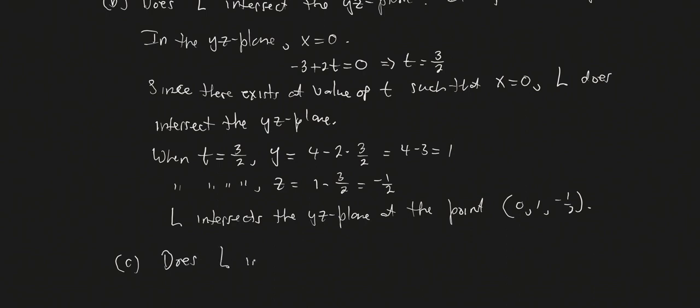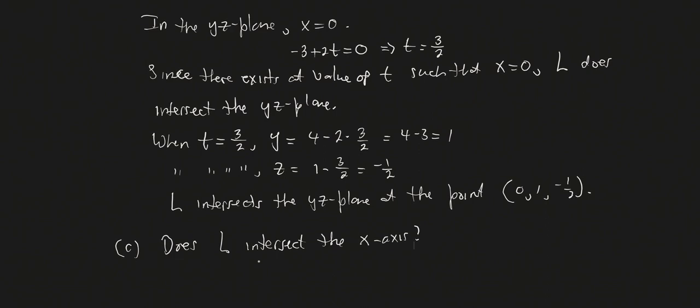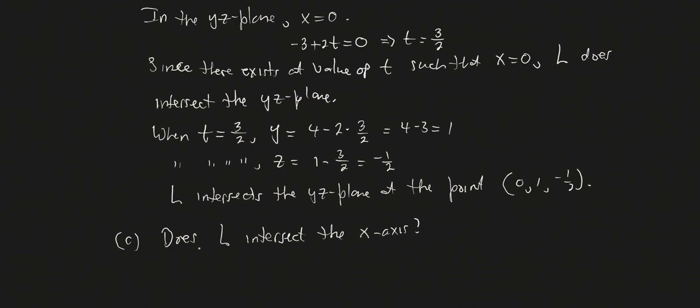Let's answer one last question and say now, does L, does this line intersect, let's say, the x-axis? So does this line actually pass through the x-axis, right? Well, let's think about what we know about the x-axis. Along the x-axis, what must be true? y has to be equal to 0 and z has to be equal to 0.